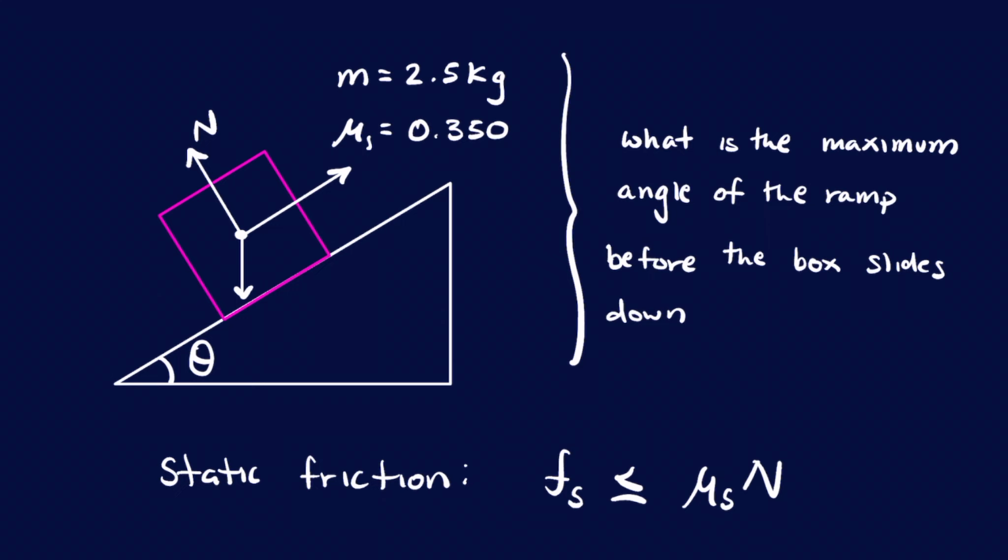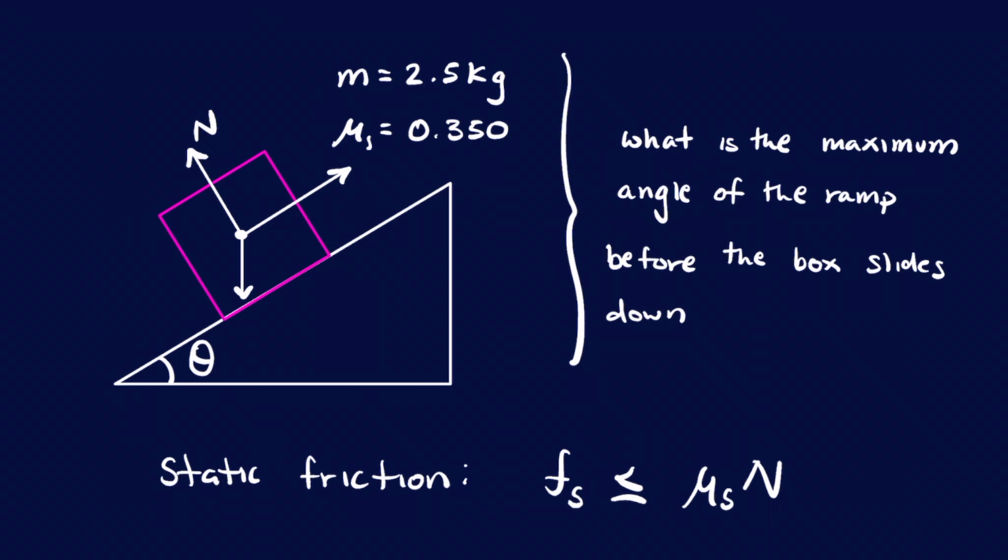Now if you look at this box, it wants to slide down the ramp, but the only thing stopping it from doing that is called static friction. So static friction acts on objects which aren't moving. So if the force of friction is greater than the coefficient of friction times the normal force, that means that the box will not move because the force of friction is greater than the forces trying to pull it down the ramp, which is related to the normal force and the coefficient of friction.